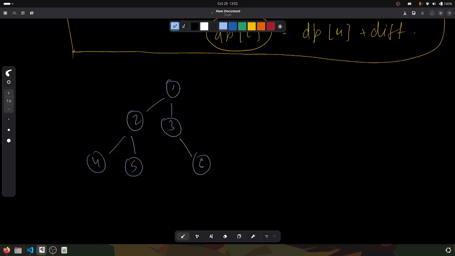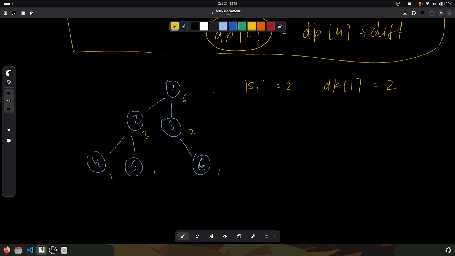Okay, so initially we will just simply run a for loop. We will simply run an O of n loop to find the answer for when the tree is rooted at 1. So this will be 6, this will be 3, 2, 1, 1, 1. So the answer will be nothing but 2. So dp of 1 is nothing but 2.